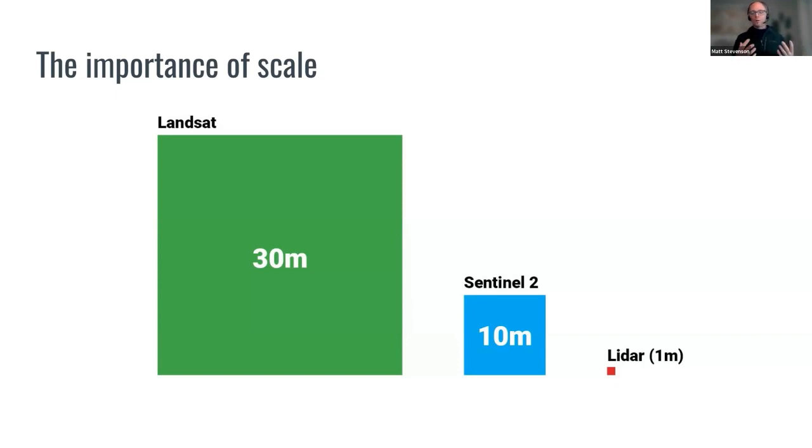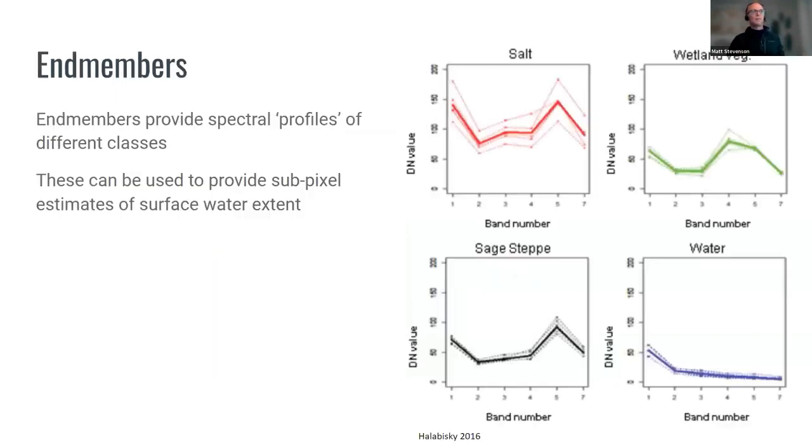So the really remarkable innovation with this method that Meghan developed is they essentially figured out how to unbake a cake. So a cake is made of flour, sugar, water, eggs, etc., just like a Landsat pixel is made up of trees, grass, water, rocks, etc. They're using these things called end members, which are essentially a spectral profile of the different classes that you're interested in. So what you're looking at in these 4 little graphics here are the band numbers.